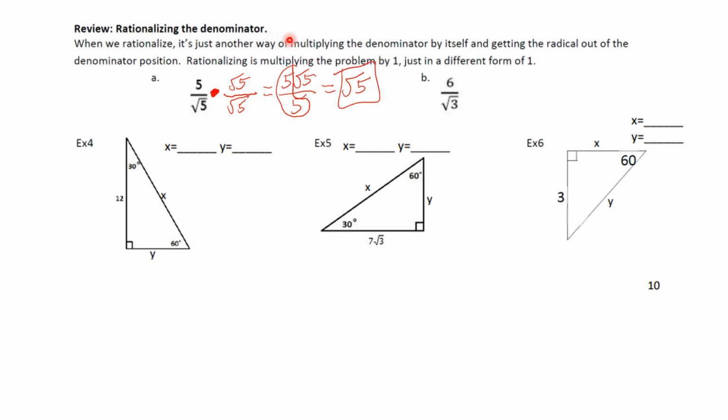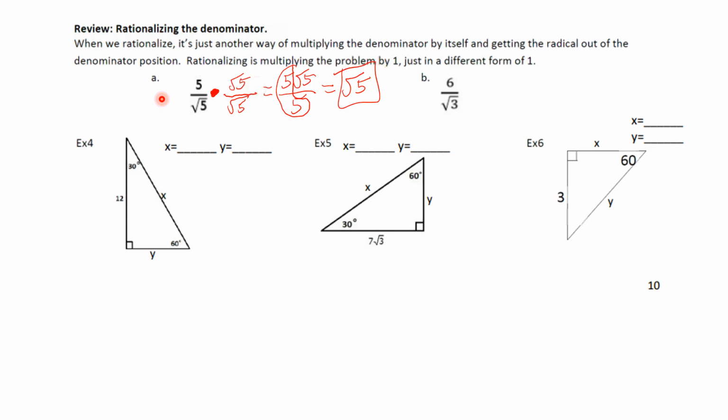Okay, so every time you're rationalizing something, it has the same value. So also, if you wanted to double check that you did it right, you just take your original one and plug it in the calculator, take your new one, and make sure they are the exact same number. Okay, and we're going to need to know how to do that for ones like what we have here.